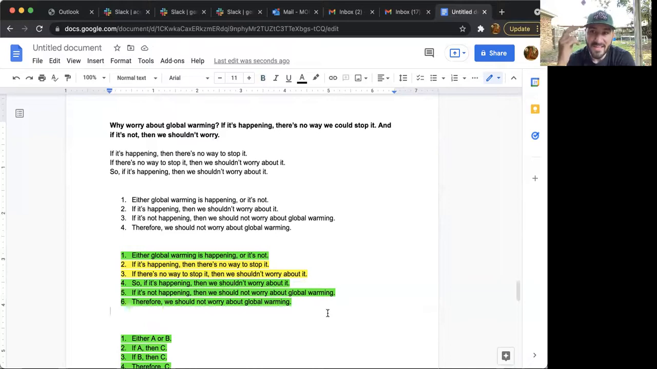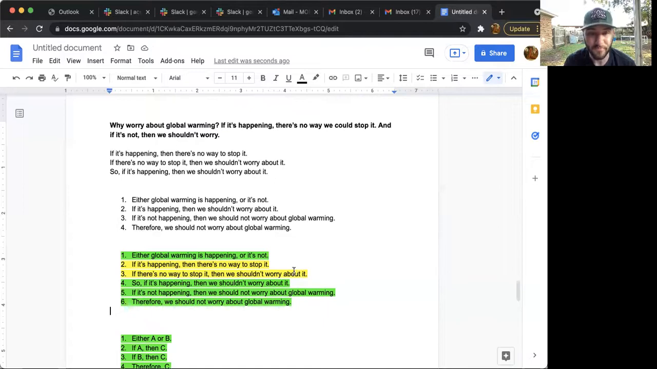So the argument is that either global warming is happening or it's not. And if it is happening, we can't stop it, which means we shouldn't worry about it. If it's not happening, then we also shouldn't worry about it. So we shouldn't worry about global warming. Again, you may disagree with this argument. In fact, probably a lot of you do, but putting it in this form helps you disagree with it and is going to help you evaluate it, right? For one thing, now you know what the conclusion is. For another thing, now you can point out premises that you might disagree with.